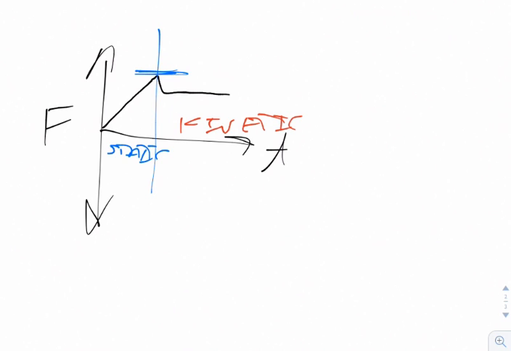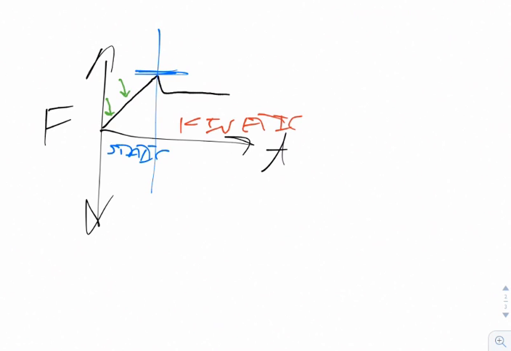Now there's something else I want to make a note of here. Think about this instant in time. That was before the block started moving, and so what was the relationship between the force with which you're pulling on the spring scale and the friction force? Well, they're equal, right? Because it's not moving, therefore it's not accelerating, so the net force is zero, and they're balanced. Now what about here?